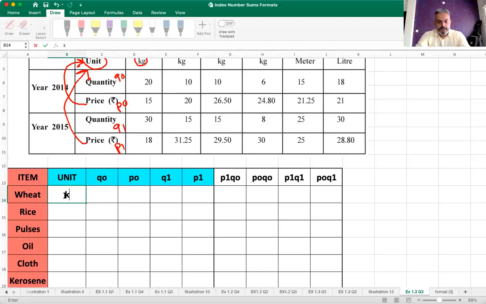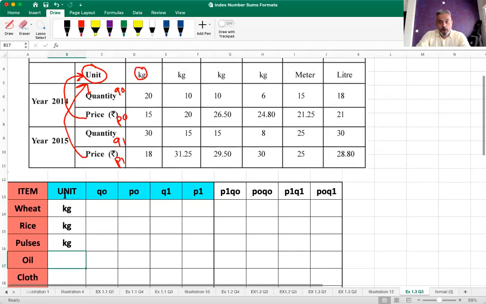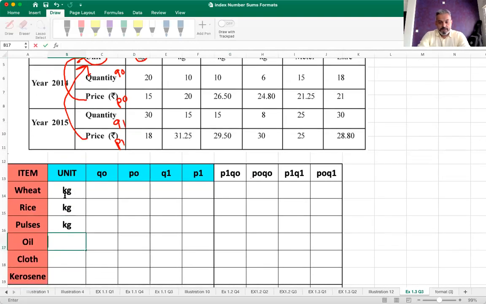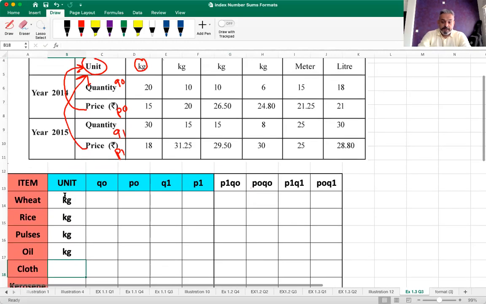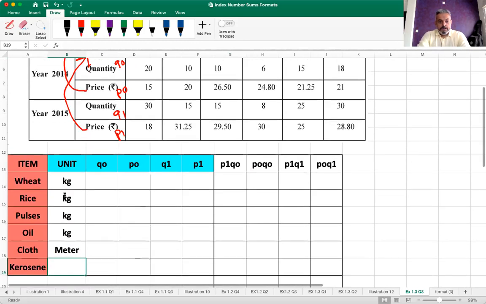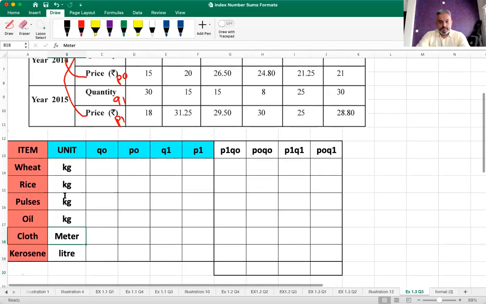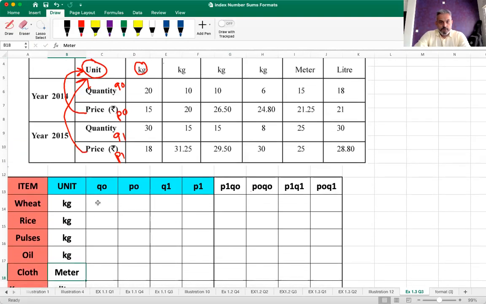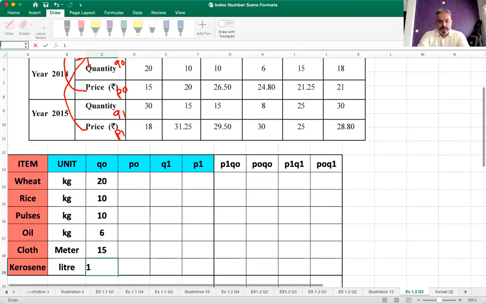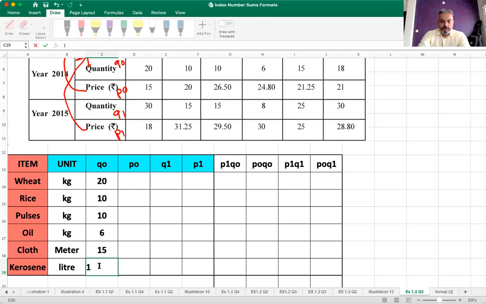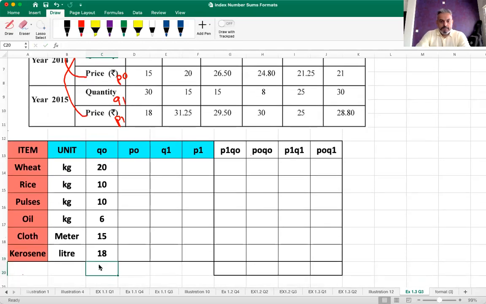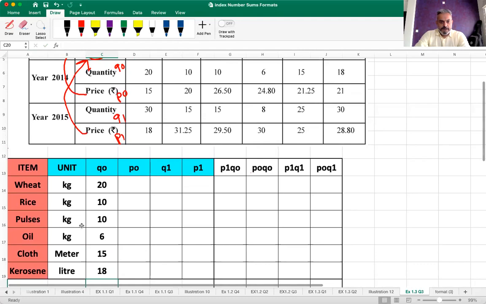Wheat, unit is kg. Rice, kg. Pulse, kg. Oil also kg. Cloth, meter. And kerosene, liter. Now Q0: 20, 10, 10, 6, 15, 18.